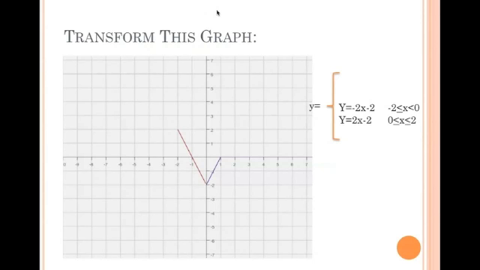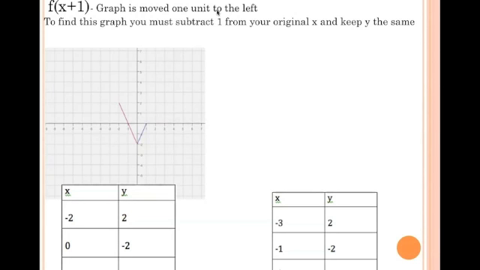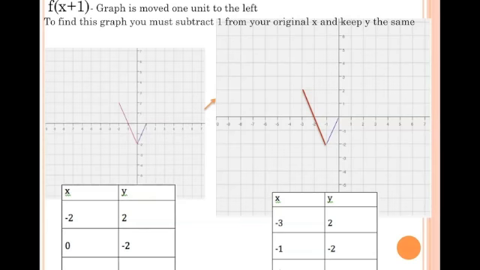As an example, I'm going to show you how to transform this piecewise function, y equals negative 2x minus 2 when x is greater than or equal to negative 2 and less than 0, and y equals 2x minus 2 when x is greater than or equal to 0 and less than or equal to 2, using the transformations I spoke about before. When 1 is added to x inside the parentheses, the graph is moved 1 unit to the left. To find this new graph, you would subtract 1 from the original x and keep y the same. The new graph would look like this.